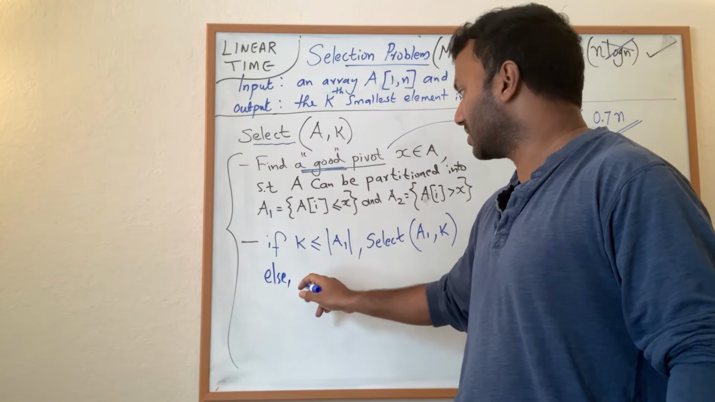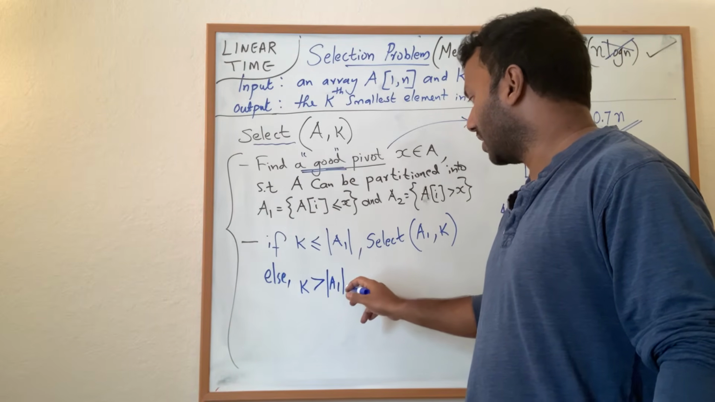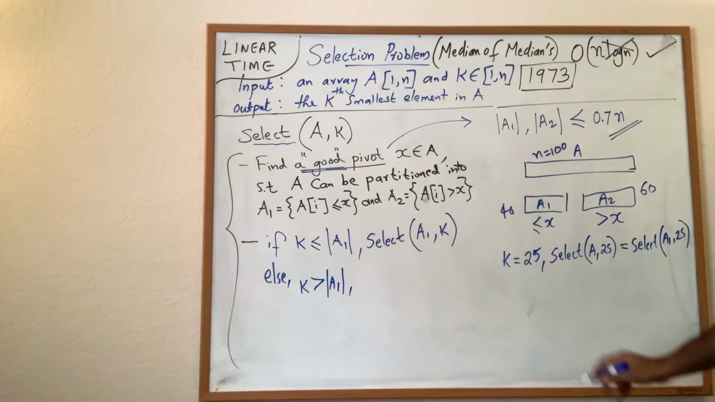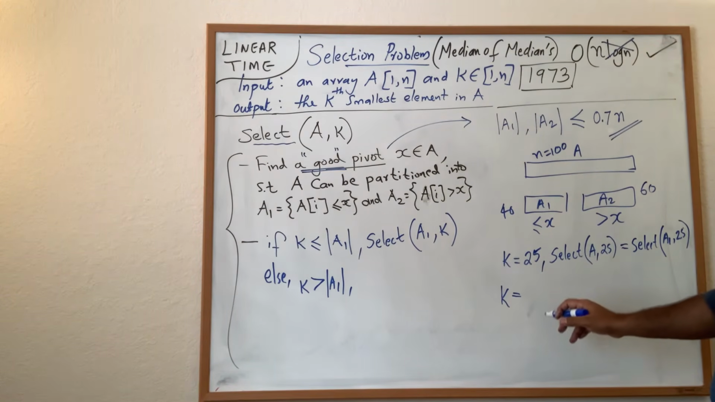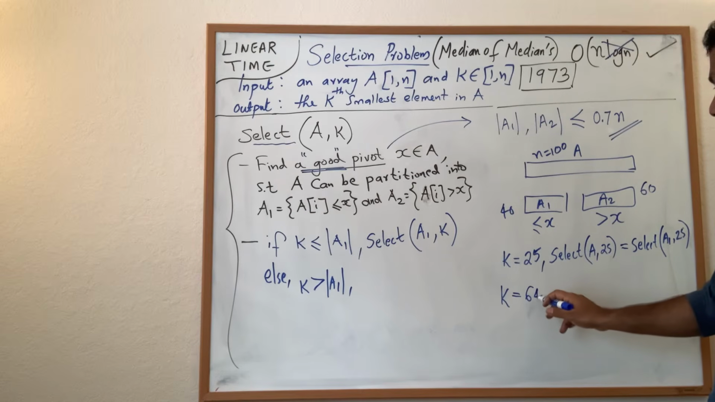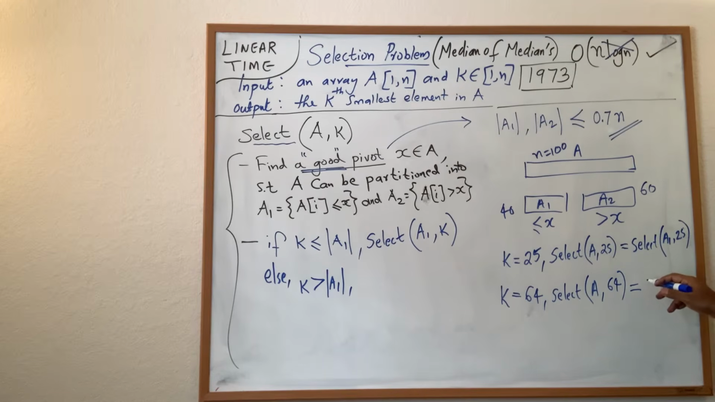So that is one possibility, that k is less than or equal to the size of A1. The other possibility is k is greater than the size of A1. For example, k is greater than 40. Let me pick something like 64. Then Select(A, 64) is going to be Select(A2, ...).